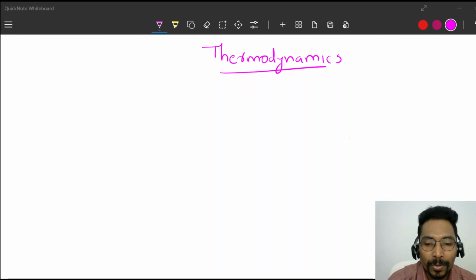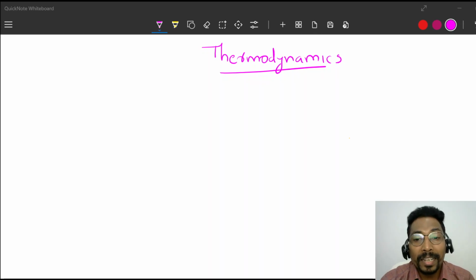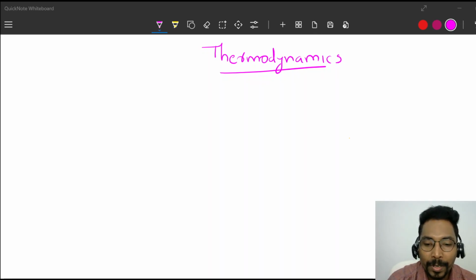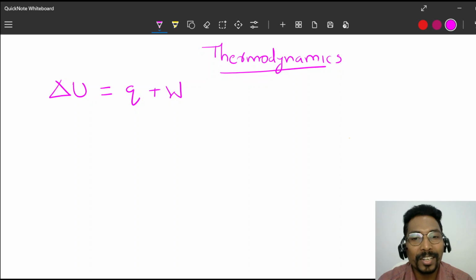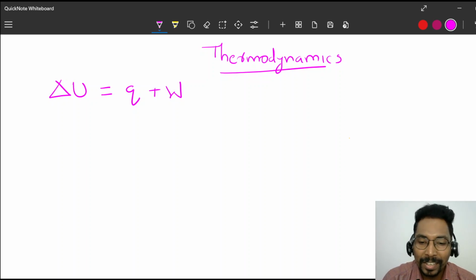I hope all of you know that. That is connecting internal energy and heat and work done, which are very important parameters of thermodynamics. Clear? So the expression is delta U is equal to Q plus W. Delta U is equal to Q plus W. So what is U? U means internal energy. So delta U means change in internal energy.